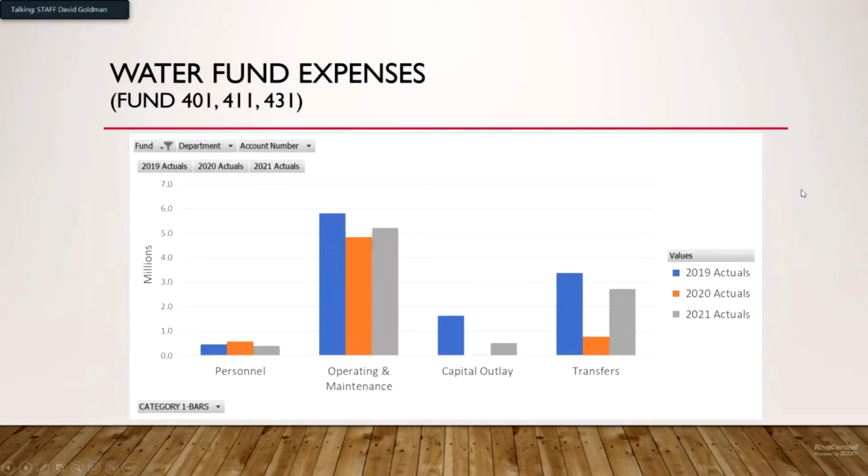Water fund expenses. So you can see the same trends. Personnel is a small percentage of all the costs. The operating and maintenance is the largest portion. You have capital outlay depending on the projects that are programmed in that year. And you have transfers as well. And that's mostly transfers from the water fund to the construction fund.